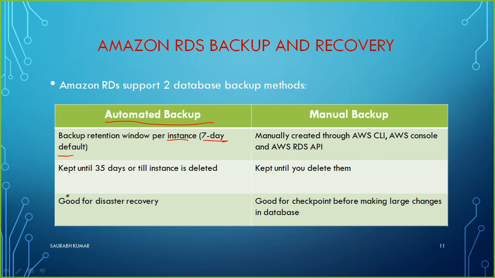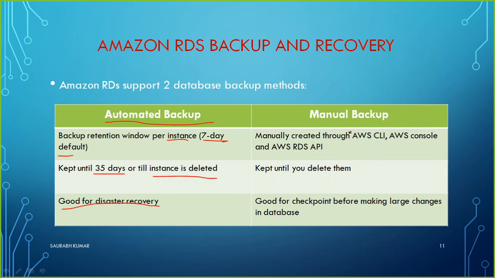By default it keeps that backup up to 35 days, or until the instance is deleted. So either 35 days, or until the instance where the backup is stored has been deleted, that backup will be there. Next point is, it is good for disaster recovery. If a disaster happens at any time and you lose your original database or data, you can use this backup to restore your data. So that is one type of backup, automated backup.